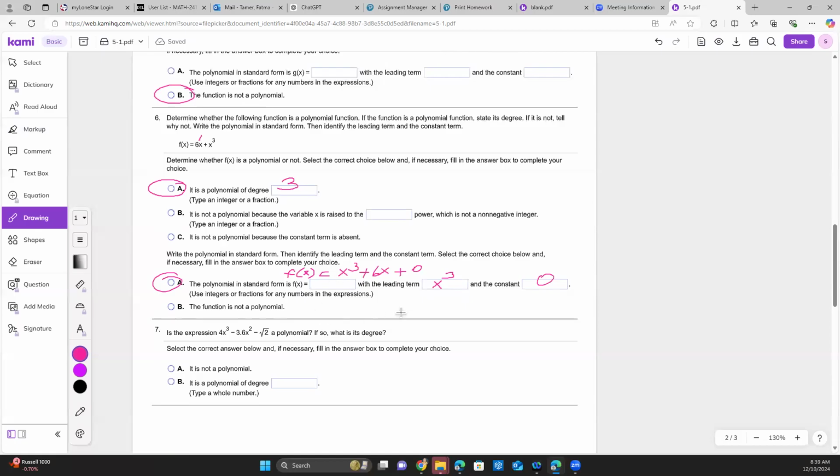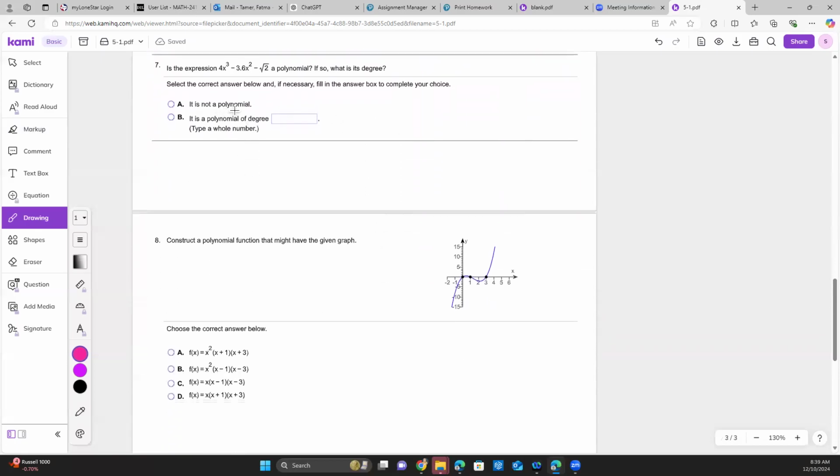For number 7, we want to again decide if this is a polynomial function or not. So 4x cubed minus 3 minus 6x squared minus square root of 2. Now, if square root of 2 was one of the powers, it would be a problem. But square root of 2 is a constant, so it's not a problem here. So we're going to choose, yes, this is a polynomial function, and its degree is the highest power, which will be 3. And having a radical number at the end as a constant is no problem. But having a radical with the x will be a problem.